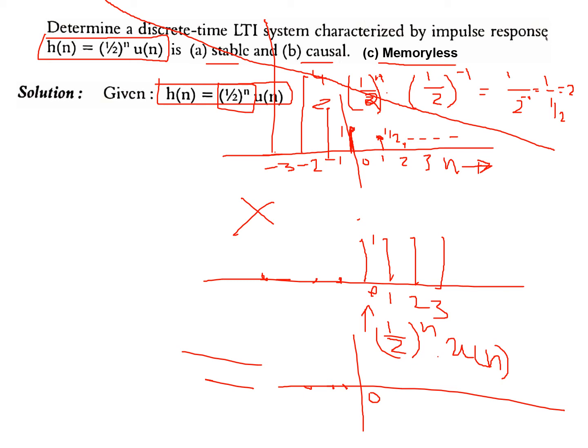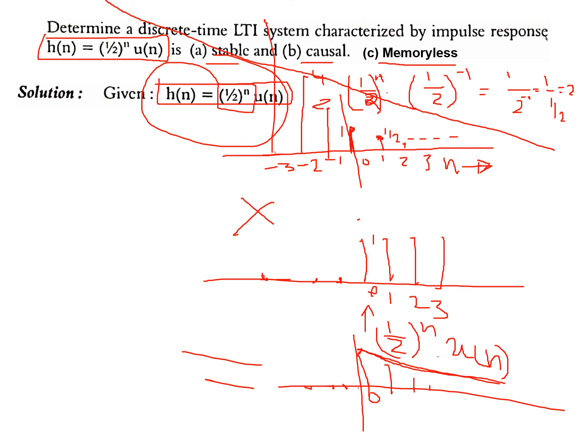So all the values on the left side are 0, because 0 into anything is 0. Only at n equal to 0, the output starts. So it is 1 into 1, that is 1. Then 1 into half, this is half. 1 into 1 by 4 is 1 by 4. 1 into 1 by 8 is 1 by 8, like that. So it is again a falling exponential, but one-sided. That means the given system is a falling exponential which is one-sided.